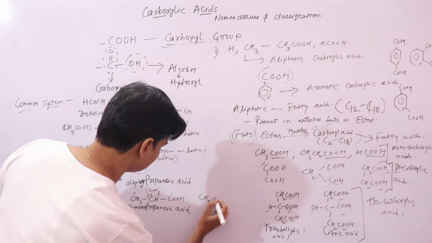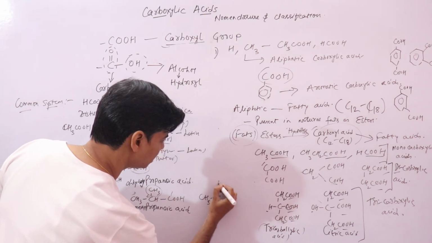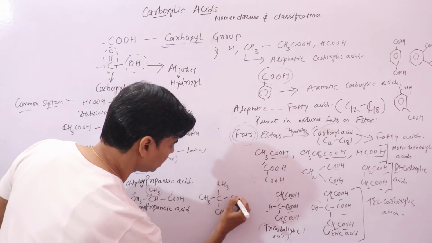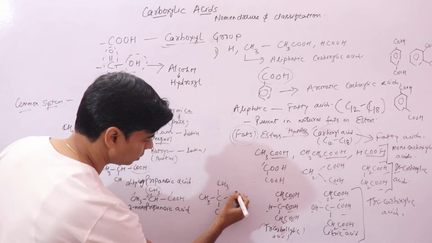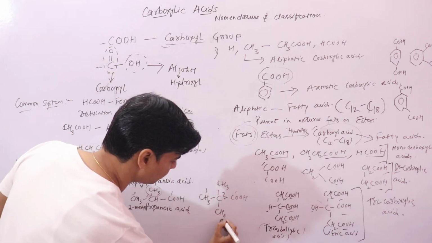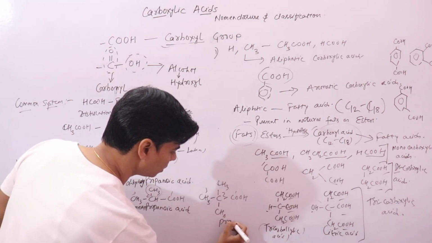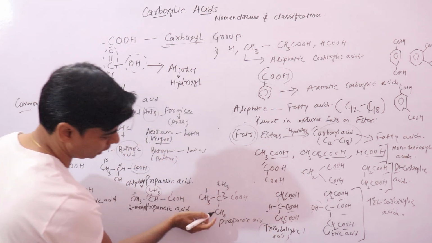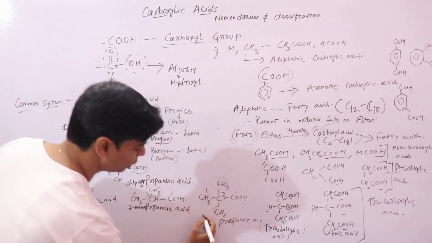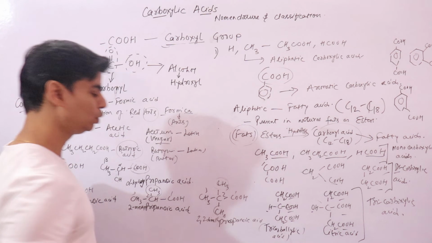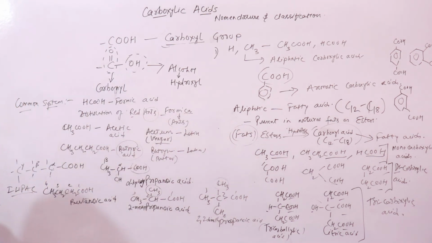Similarly, if we have CH3, CH3, COOH, this is your longest chain, 1, 2, 3. So this is again propanoic acid. You have 2 methyl groups at carbon 2. So this is 2,2-dimethyl propanoic acid. I hope this is clear.